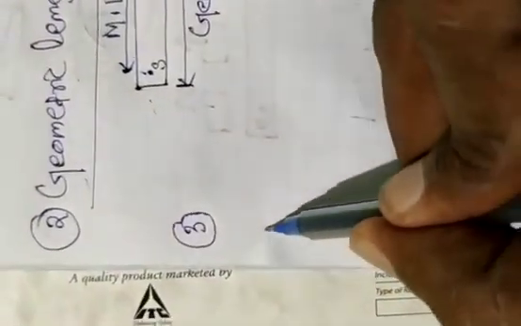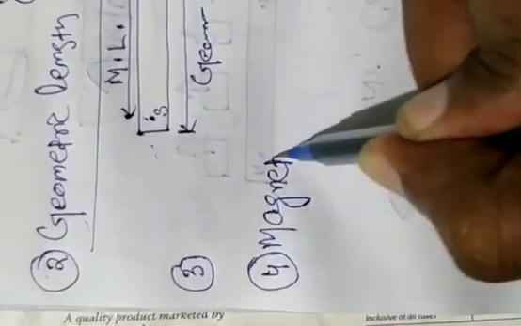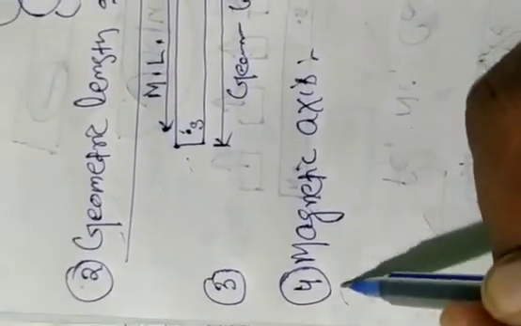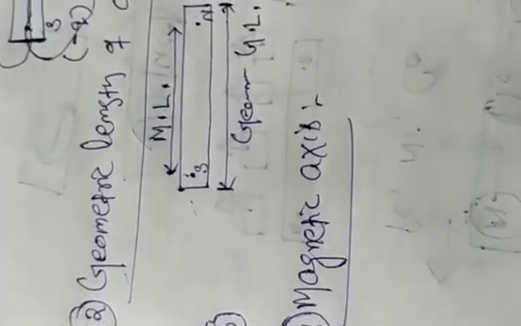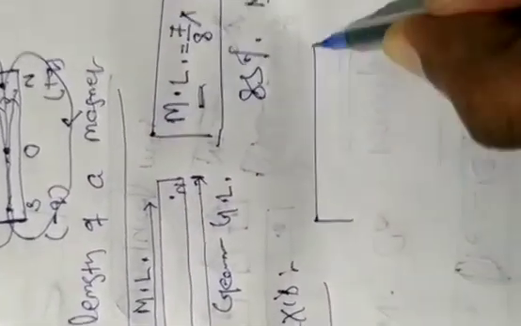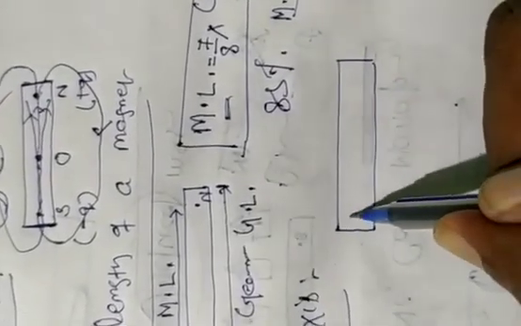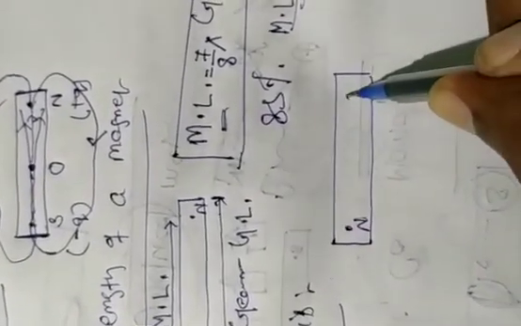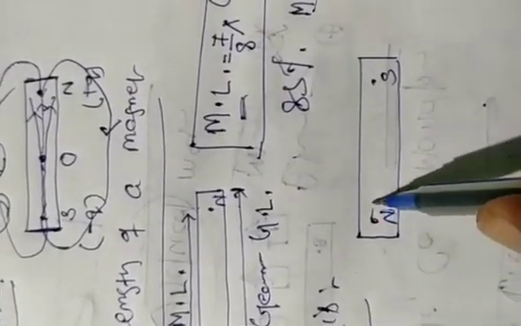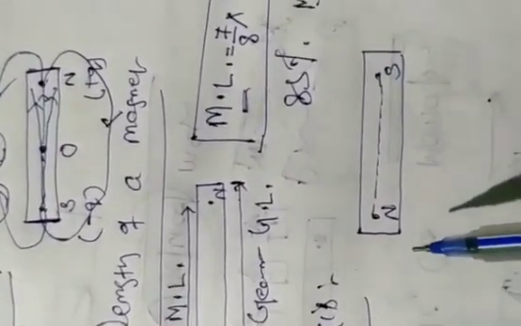Now, the fourth property of a bar magnet is magnetic axis. What do you mean by magnetic axis? This is the bar magnet, let this be the north pole, this the south pole. Understand? The line joining the two poles is called the magnetic axis of the bar magnet.